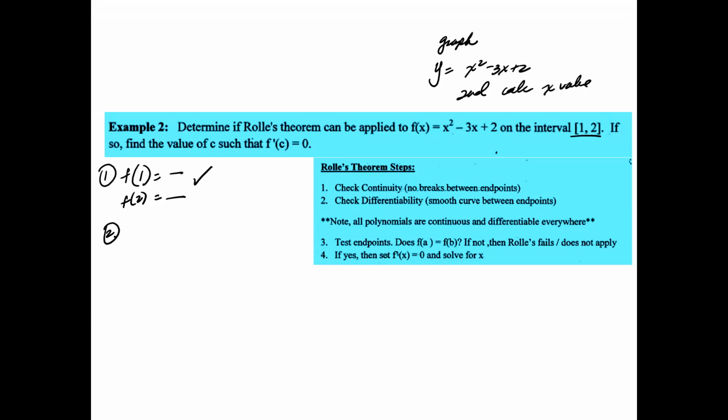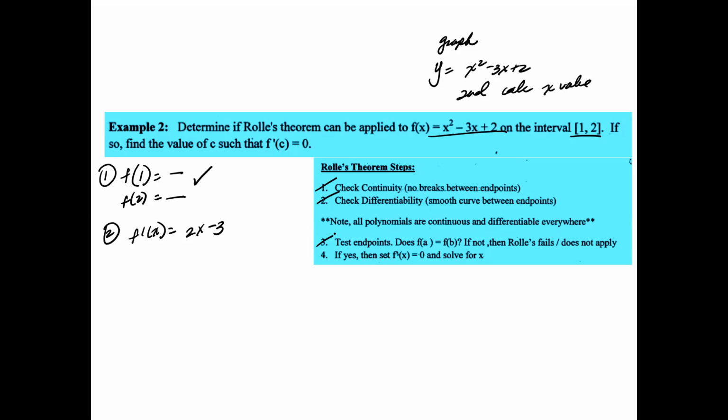Second step, check for differentiability. Can I find f prime of x? That should be fairly simple because you'll be able to do it with just a simple power rule: 2x minus 3. And notice that on the third step, you don't have to find the average rate of change because you know it's equal to 0, okay?